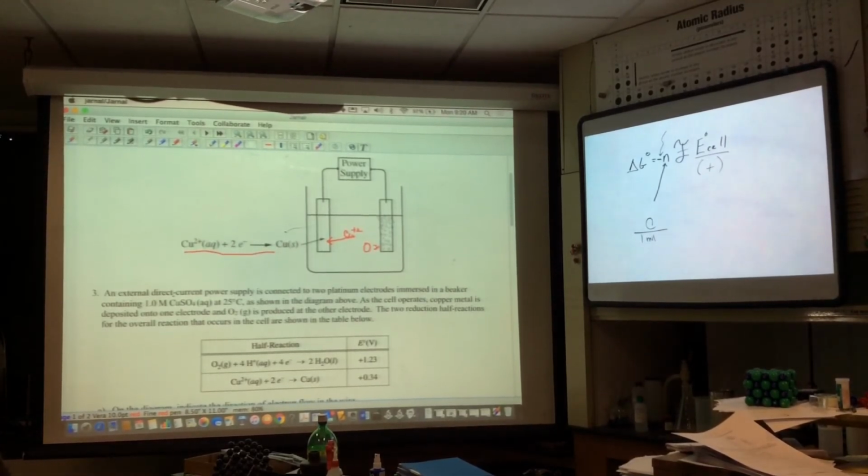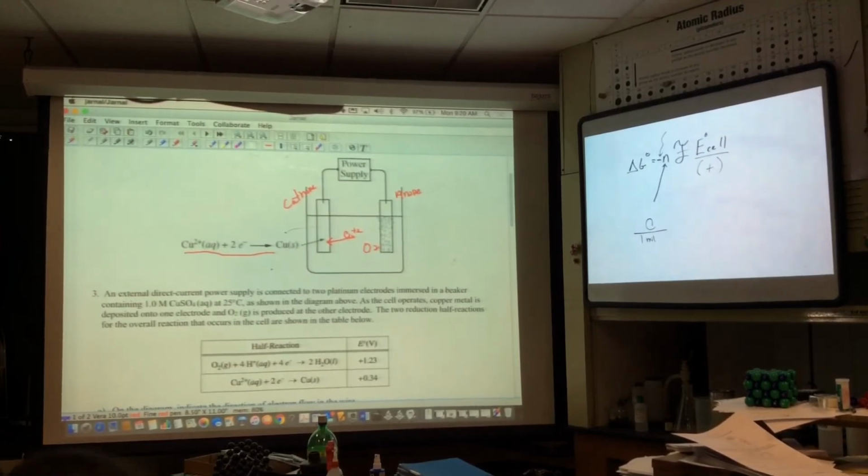Now, let's just look at this and see if we can identify what's going on. Is this reduction or oxidation where copper plus 2 becomes copper solid? Reduction. And what do we know the mnemonic? Red cat, right? So right away I know that this is the what electrode? It's the cathode. This must be the what? Anode. Now, they're not asking for this, but we should be able to understand what's going on here.